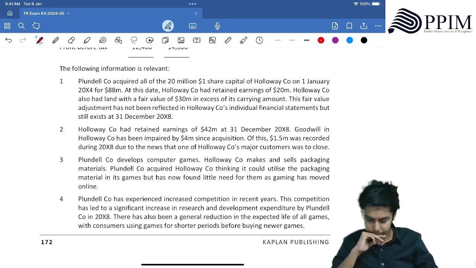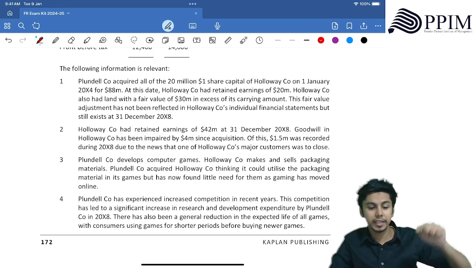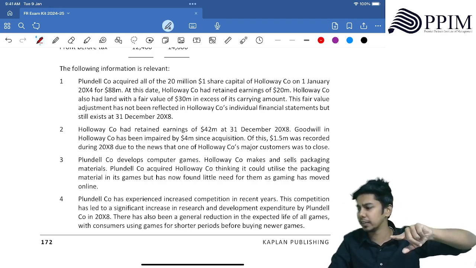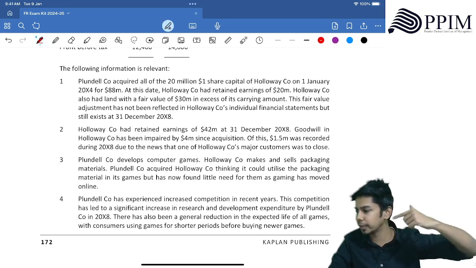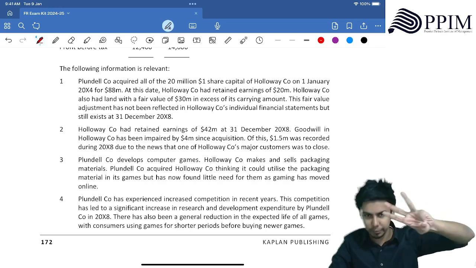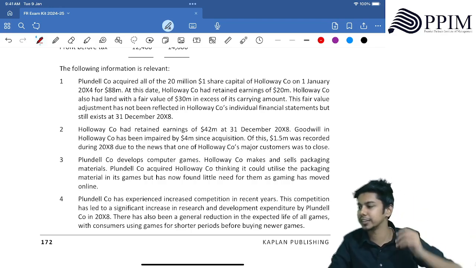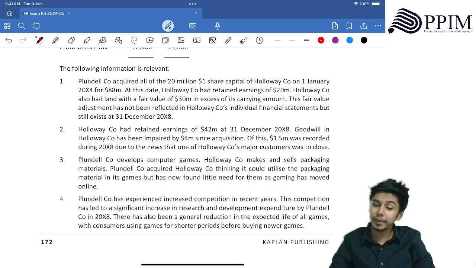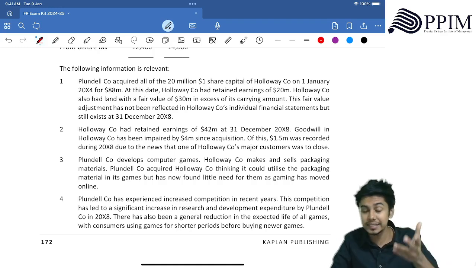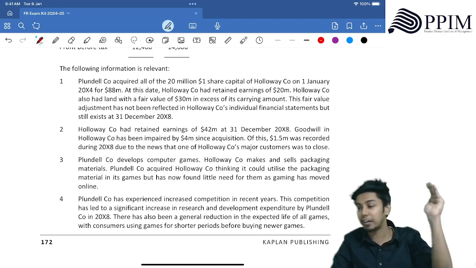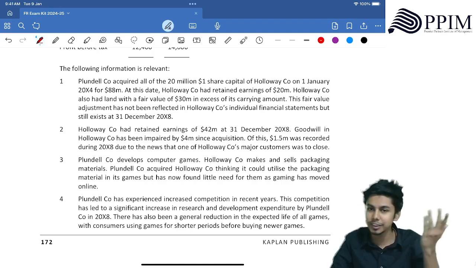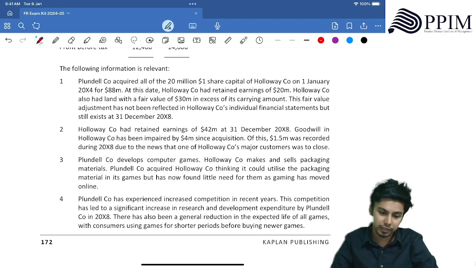Next point. Plundle Corporation has experienced increasing competition in recent years. Competition is going up. Which ratio will it affect? We have only three ratios: gross profit, operating profit, interest cover. Which ratio do you think it will affect? Gross profit, because an increase in competition means our sales are going down and our margins are going down, so that will result in our gross profit going down.